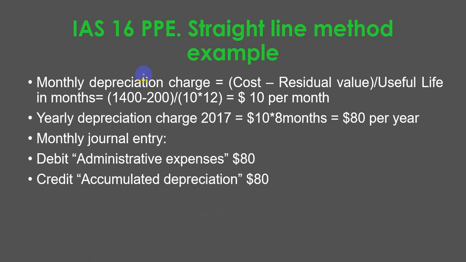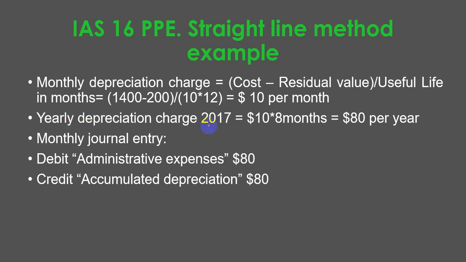First of all, we need to calculate monthly depreciation charge. So we take our cost minus residual value, which is 1,400 minus 200, and divide it by useful life in months, which is 10 years multiplied by 12. So it gives us actually a depreciation charge of $10 per month.